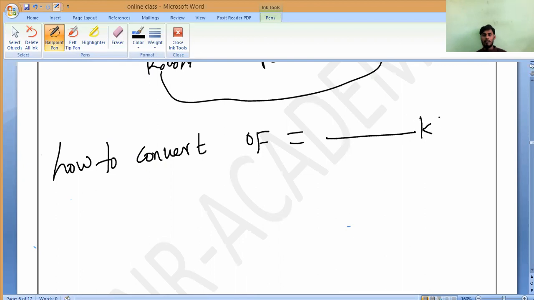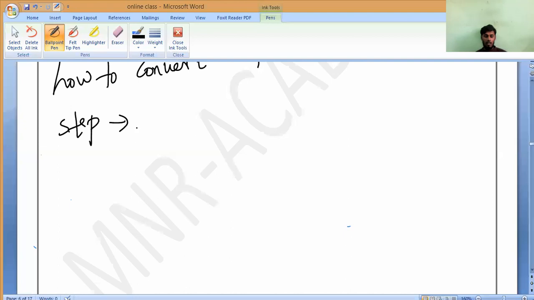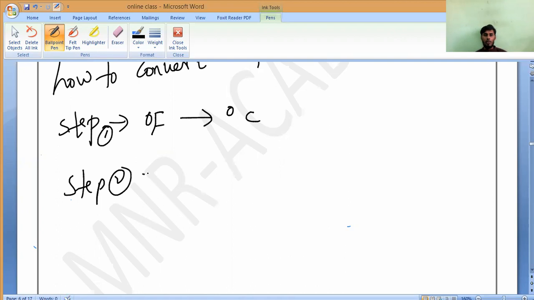First you want to convert it into Celsius. Step one, we have to convert degree Fahrenheit to degree Celsius. Later, step two, degree Celsius to Kelvin scale. Is it okay?